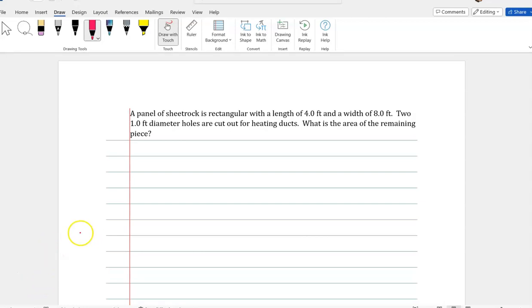Okay, if we have a panel of sheetrock that is rectangular. So here's our panel of sheetrock. We always start with our picture, right? With a length of 4 and a width of 8. It's probably drawn backwards, but my artistic skills are minimal at best. But the idea is, one side's 8, one side's 4, and it's rectangular.